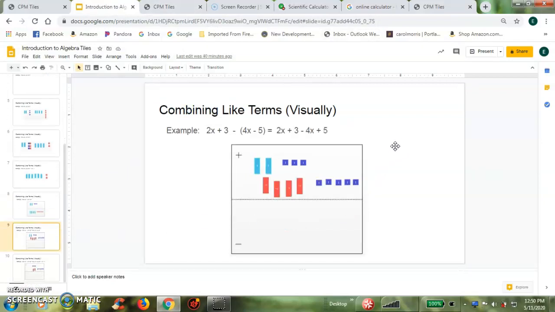Right here, I want you to notice what happened when I flipped the tiles with the equation. We still have 2x plus 3, but now we have minus 4x plus 5. When we're subtracting something in parentheses, basically what we do is flip the sign of each thing inside the parentheses and then add it. So really what we're doing is adding a negative 4 and adding a 5. You can see how what we did here in terms of flipping translated to this. Now we have 4 negatives and we have 5 positives.